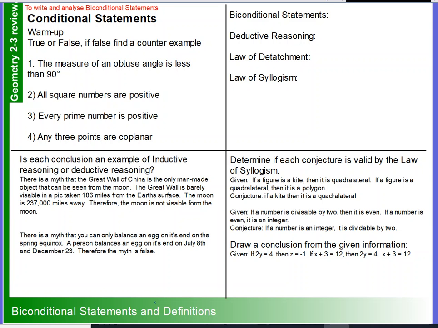True or false? If false, find a counterexample. The measure of an obtuse angle is less than 90 degrees.